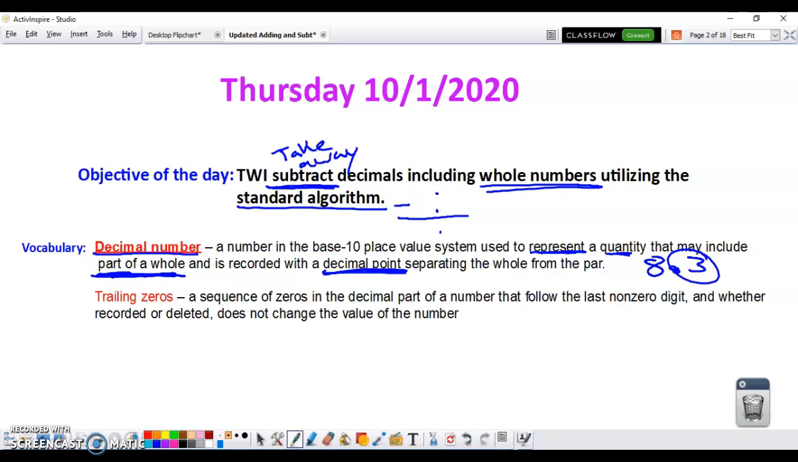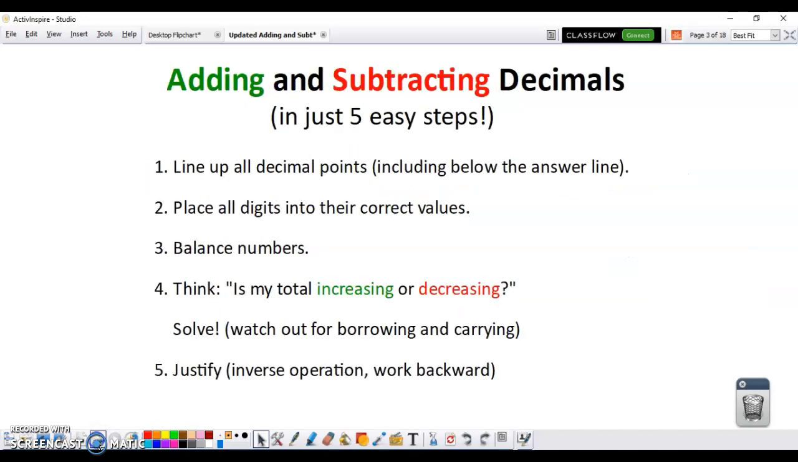If it does not have a decimal point, it is not a decimal number. The second vocabulary word you need to know is trailing zeros. In yesterday's lesson, we talked about adding zeros where they're not there, to fill in that gap. The actual vocabulary term for that is called trailing zeros. It's a sequence of zeros in the decimal part of a number that follow the last non-zero digit, and whether recorded or deleted does not change the value of the number. We'll talk about that more as we progress through this lesson, but that is today's objective of the day.